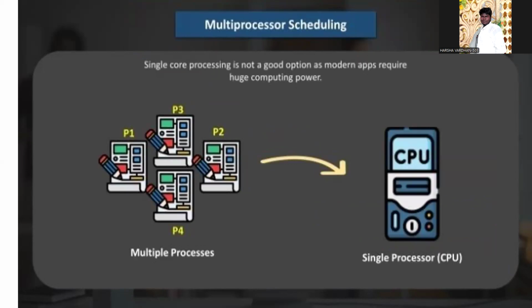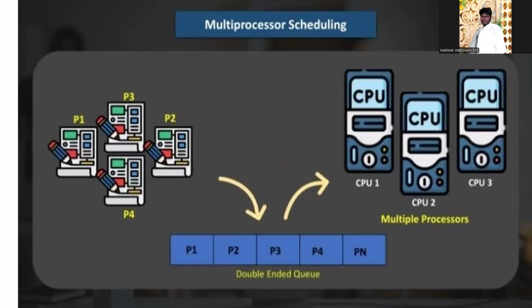When it comes to multi-process scheduling, nowadays single processing is not a good option as modern apps require high computing power. A single processor is not enough; we all need multiple processors. So the double-ended queue is very crucial and important for using multiple processors.